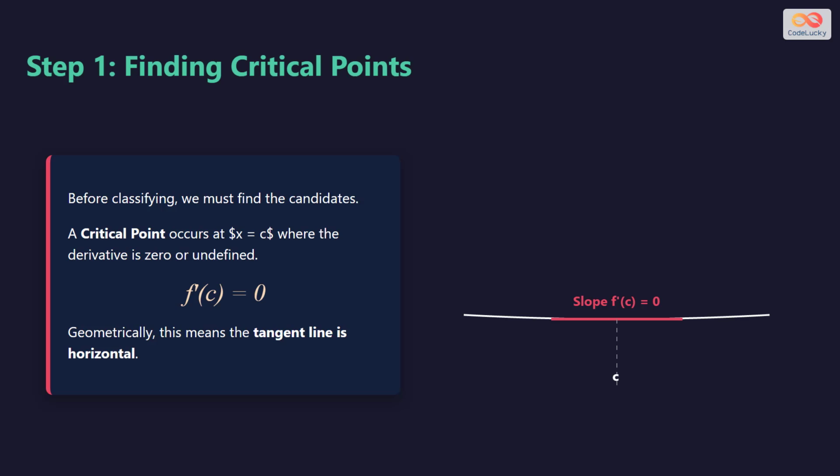Before we can classify a point, we first need to find the candidates. These are called critical points. A critical point usually occurs where the derivative of the function equals 0. Geometrically, this means the tangent line at that point is perfectly horizontal. It is neither going up nor down for that brief moment.